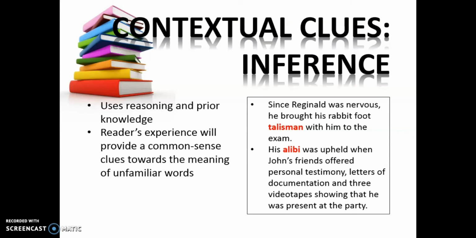His alibi was upheld when John's friends offered personal testimony, letters of documentation, and 3 videotapes showing that he was present at the party. So here, alibi, you can infer from the statement. Actually, it is evidence, the defense fact that an accused person was somewhere else than at the scene of the crime with which the person is charged.